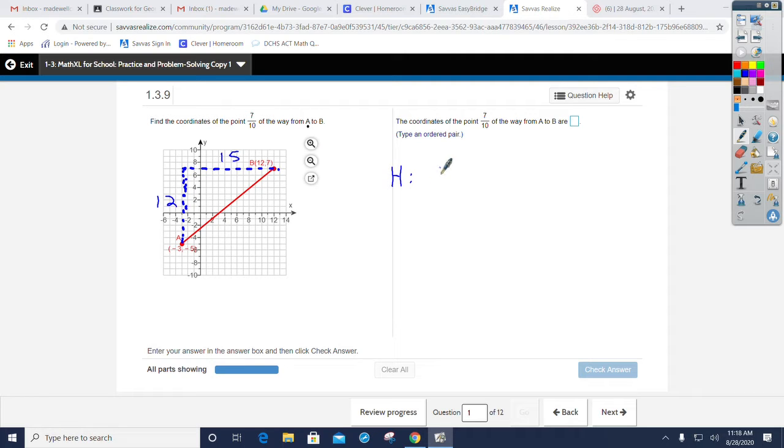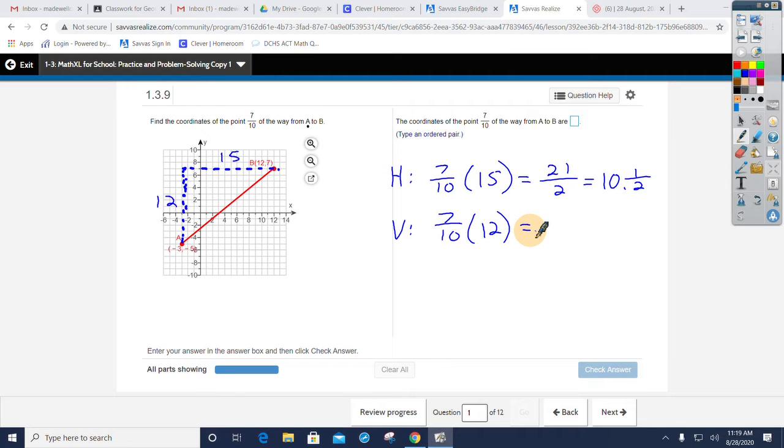So the horizontal, I'm just going to use H for horizontal, is 15, and you're going to multiply that by 7/10. So it's going to be 7/10 times 15. You can use a calculator if you want to, but it's going to be 21 over 2, which is 10.5. And then the vertical is 12, so you're going to go 7/10 times 12. Again, you can use a calculator, but that's going to be 42 over 5, which comes out to be 8 2/5.